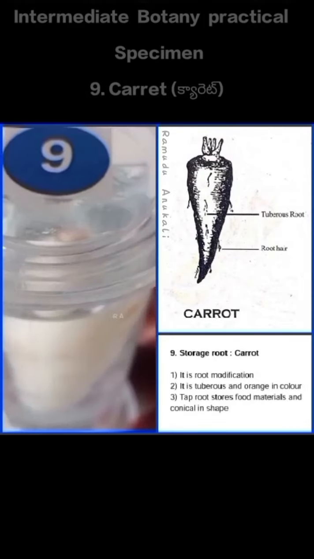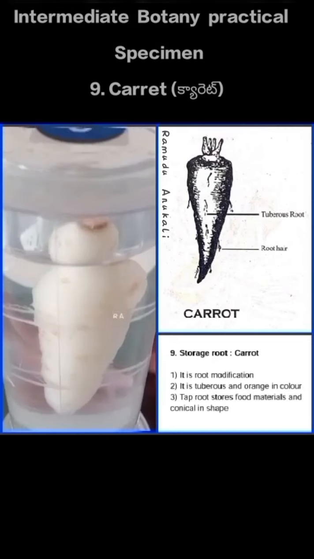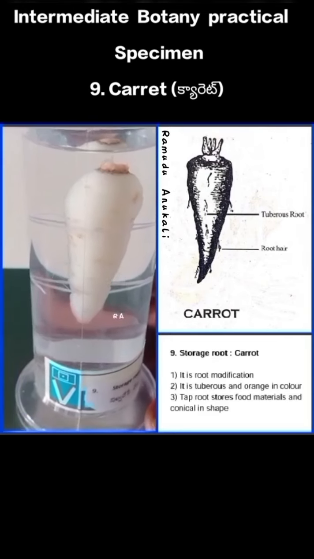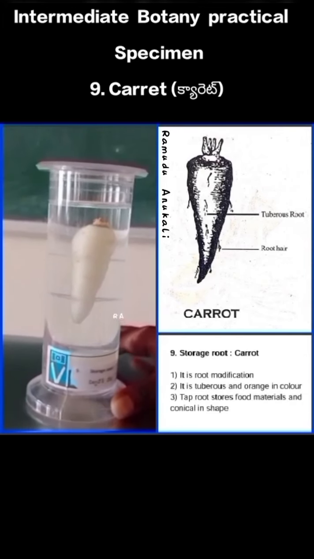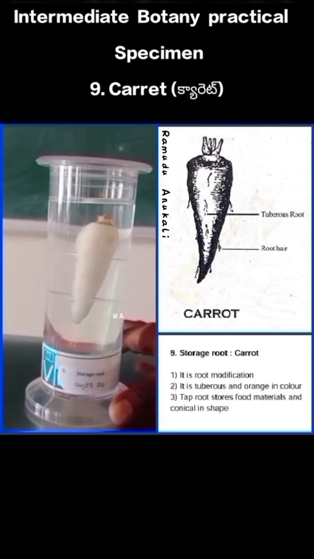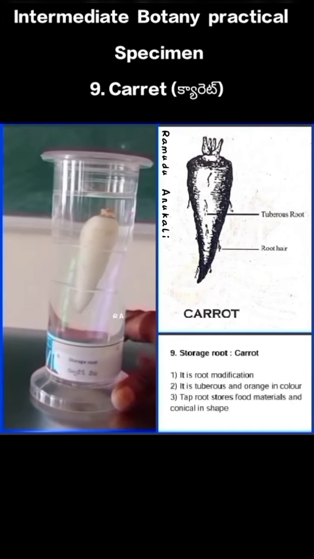Ninth specimen, storage root, carrot. It is a root modification. It is tuberous and orange in color. Taproot, stores food materials and conical in shape.